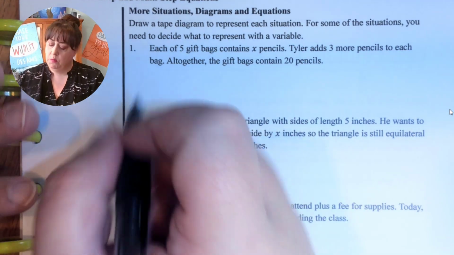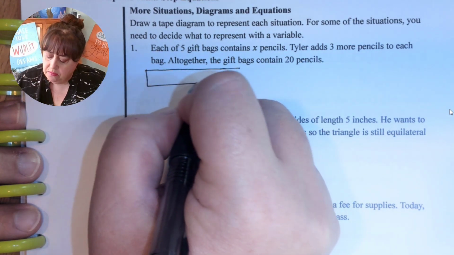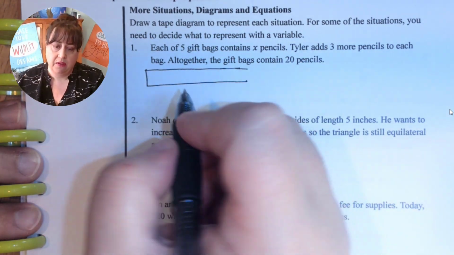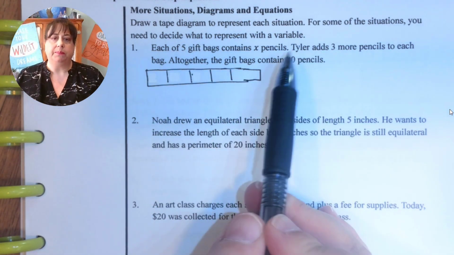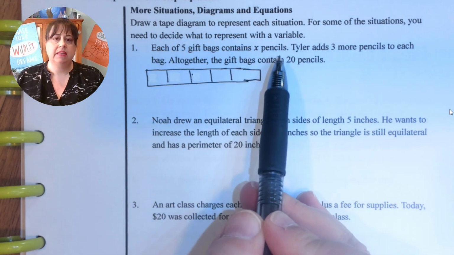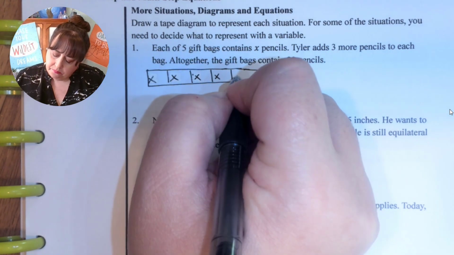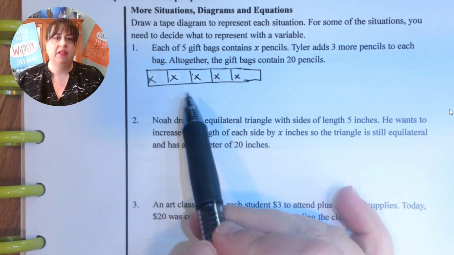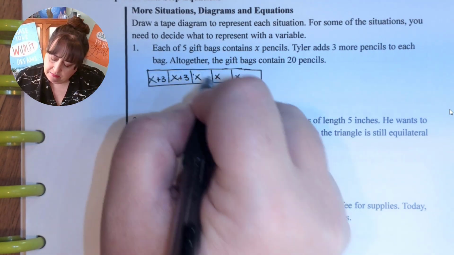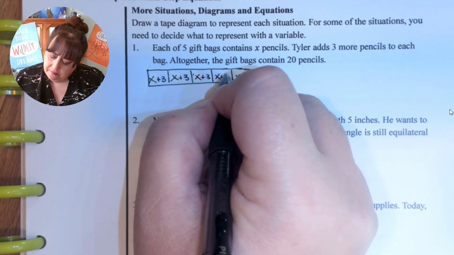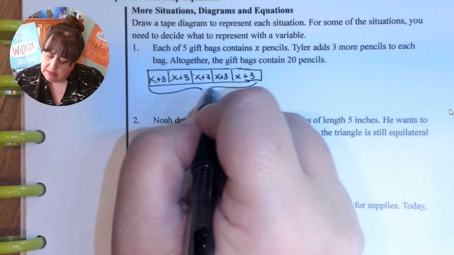In this case, we are starting off with 5 bags. That means our tape diagram should be divided evenly into 5. I know they don't look even, we're doing the best we can. In the very beginning, we're told that each bag is going to contain X pencils. So we don't know how many we have, we just know that there's X of them. That's our unknown. But then to that unknown, we are going to put 3 more pencils in each, so we're going to add 3 to it. And when we're done, we've used a grand total of 20 pencils.